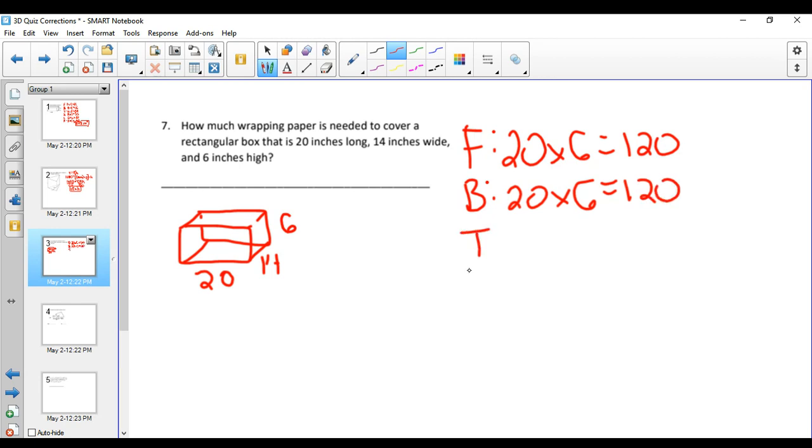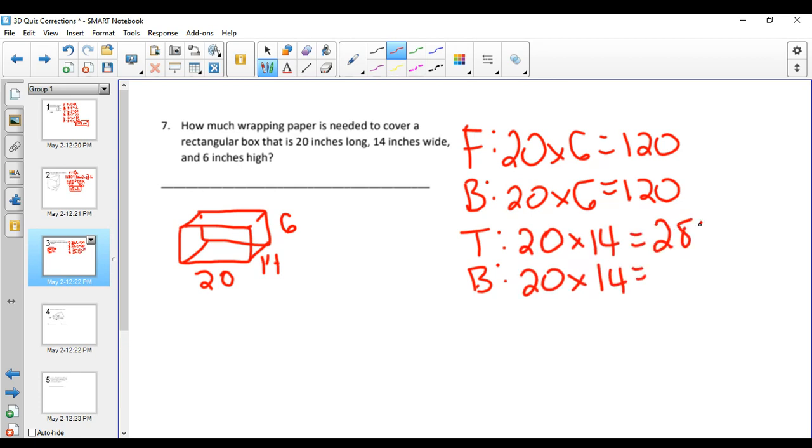Okay, now let's do top and bottom. Okay, so it looks like the bottom face is 20 by 14. So we're going to do 20 times 14 for both of those, and that gives us 280. Okay, and then finally we'll do the left and the right faces. And it looks like each of those are 14 by 6. So we're going to multiply 14 times 6.